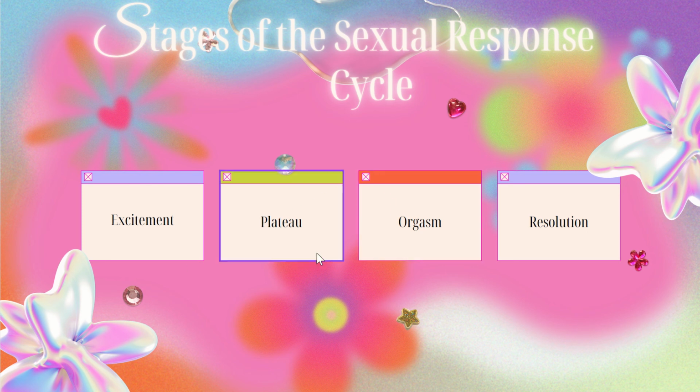And going from plateau to orgasm can take more time if there are interruptions. This could be cognitive interruptions. This could be interruptions in your physical environment, like the kids wake up or whatever.